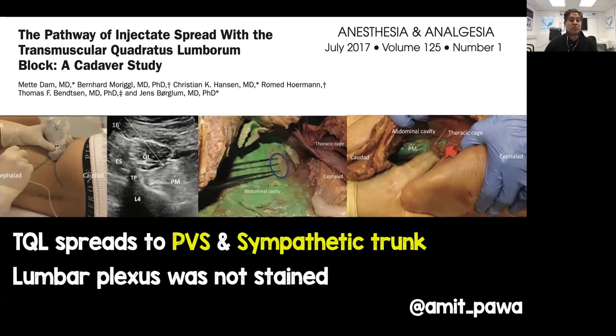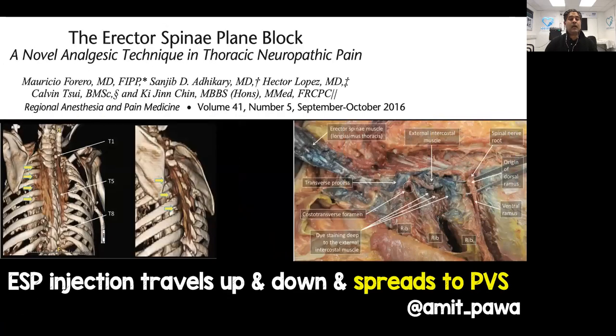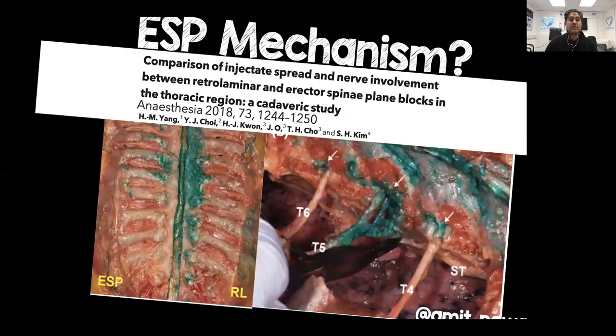Transmuscular quadratus lumborum block. This is again a very controversial block. You're doing this block low down just above the hip, and you actually get local anesthetic, or certainly in this case, dye in a cadaver, spreading right the way up to the paravertebral space and staining the sympathetic trunk as well, without staining the lumbar plexus. And now the erector spinae plane block is a block that has caused a massive explosion in publications. The initial description showed very clearly that the dye in cadavers spreads up and down and within the paravertebral space.